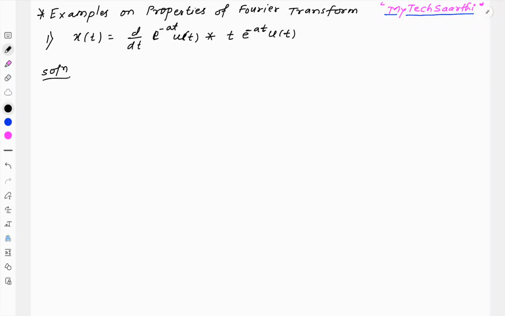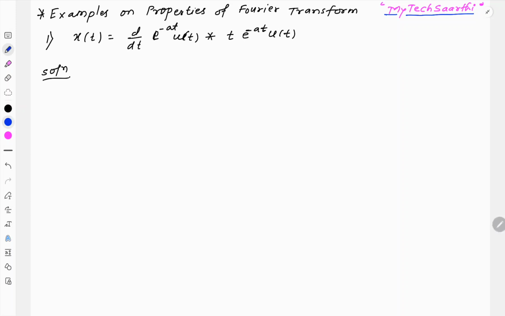In this video, we are going to solve an example on properties of Fourier transform. So let us have a simple example. x of t is given as d by dt of e raised to minus at u of t, convolving with t into e raised to minus at u of t. We are supposed to find out the Fourier transform of this given example.